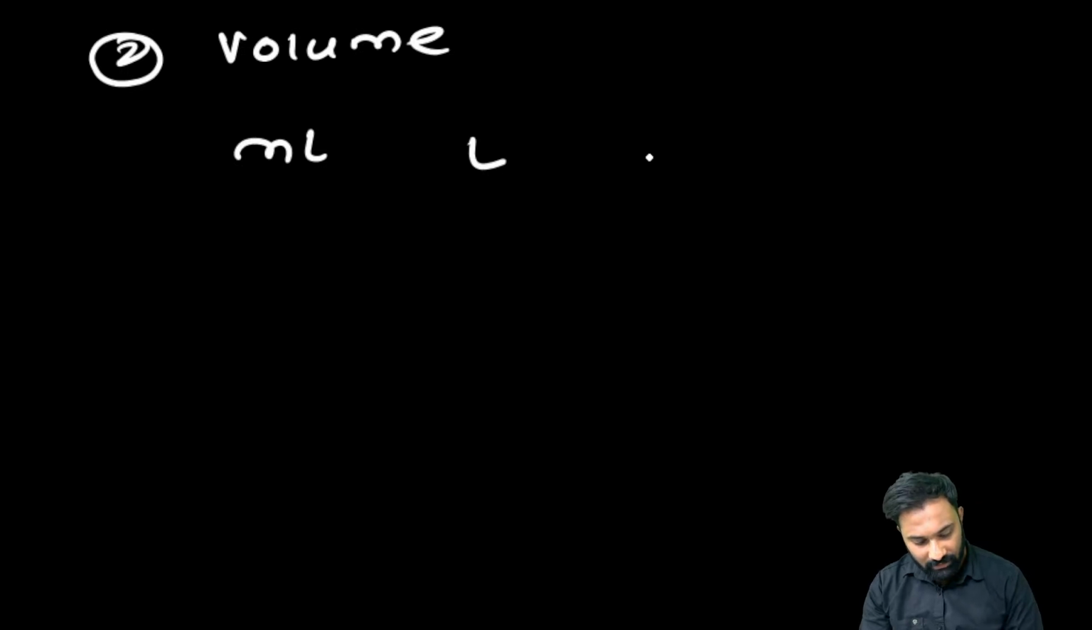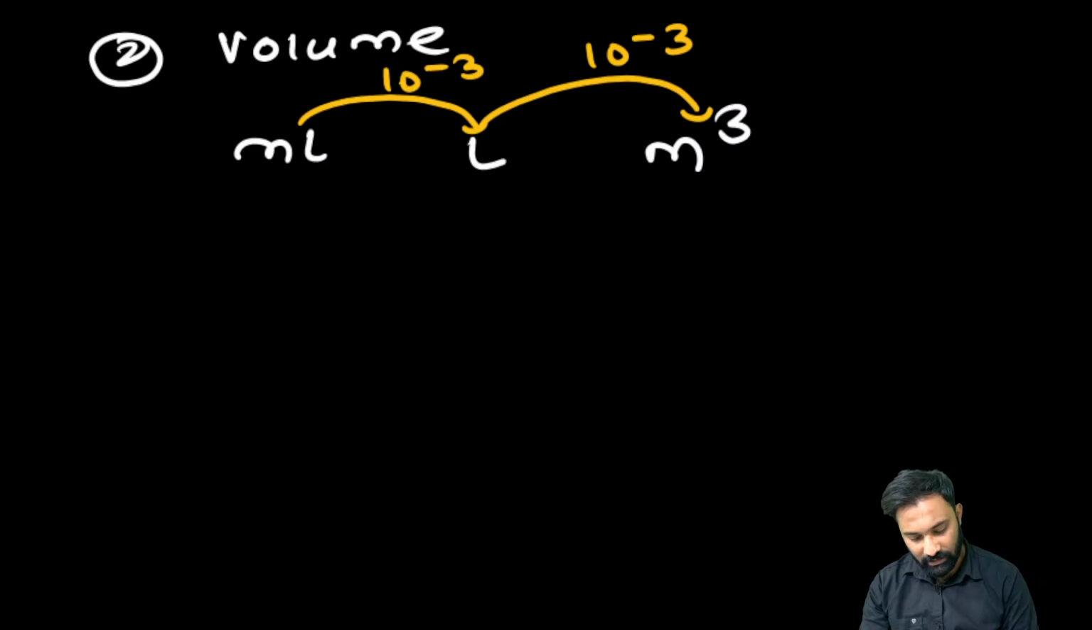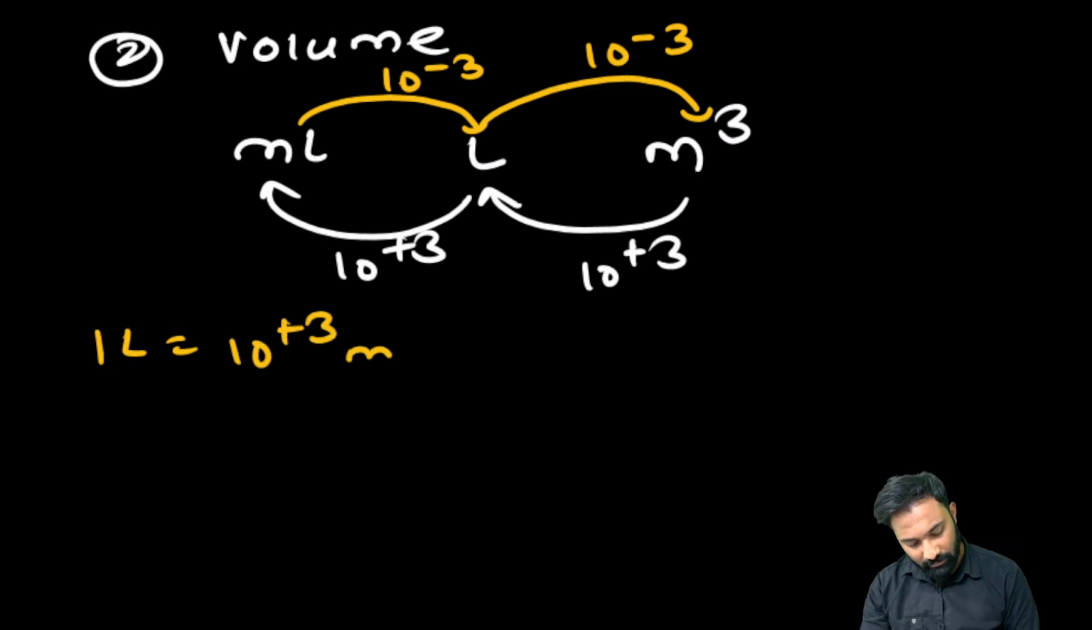From the liter again we have the 1 meter cube. If you go from ml to liter, the power will vary as 10 to the power minus 3. If you go from liter to meter cube, it will vary as 10 to the power minus 3. And if you come from the meter cube to the liter, it will be 10 to the power plus 3. Liter to ml, it will be 10 to the power plus 3. Means 1 liter is equal to 10 to the power plus 3 ml. I hope it is clear for everyone.